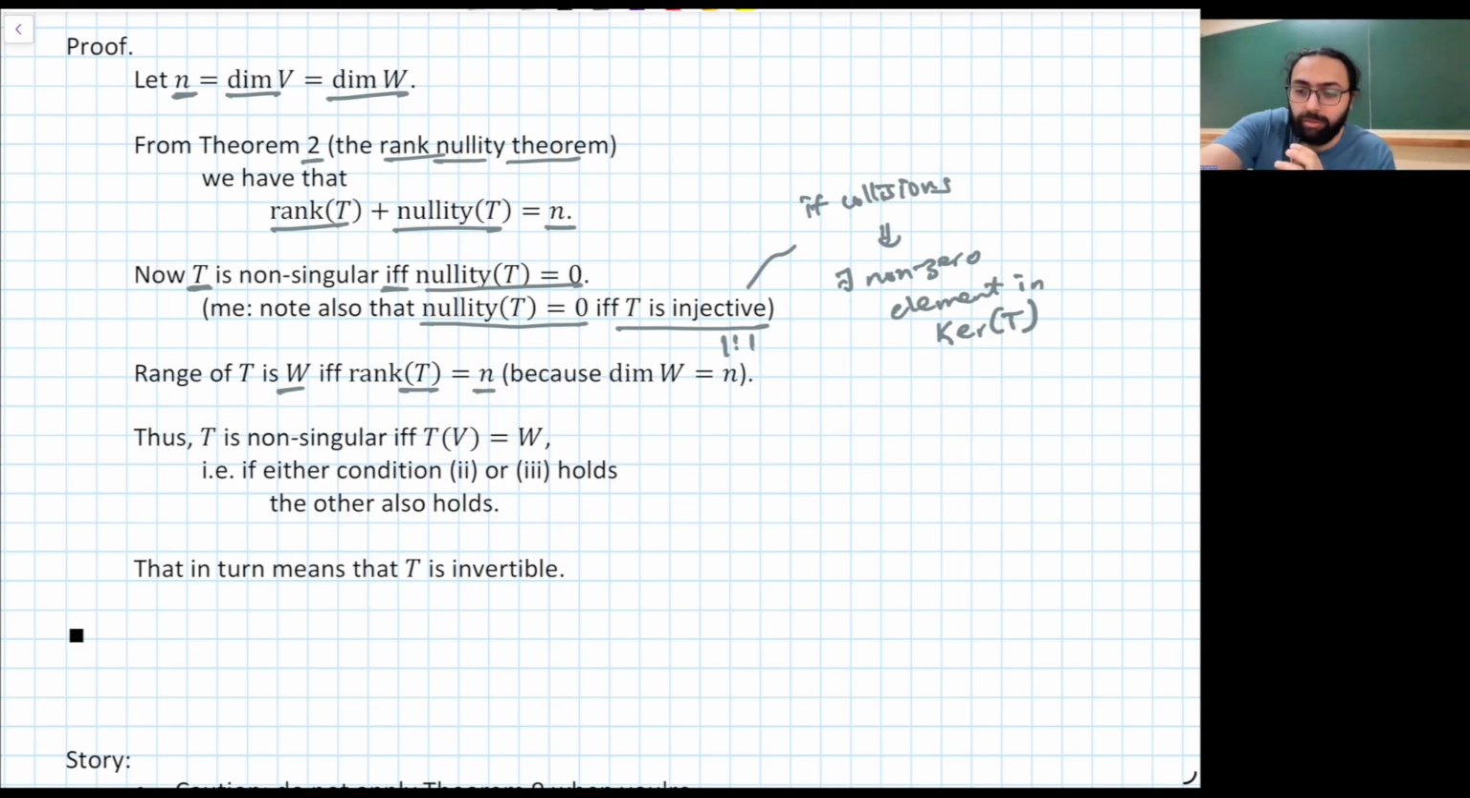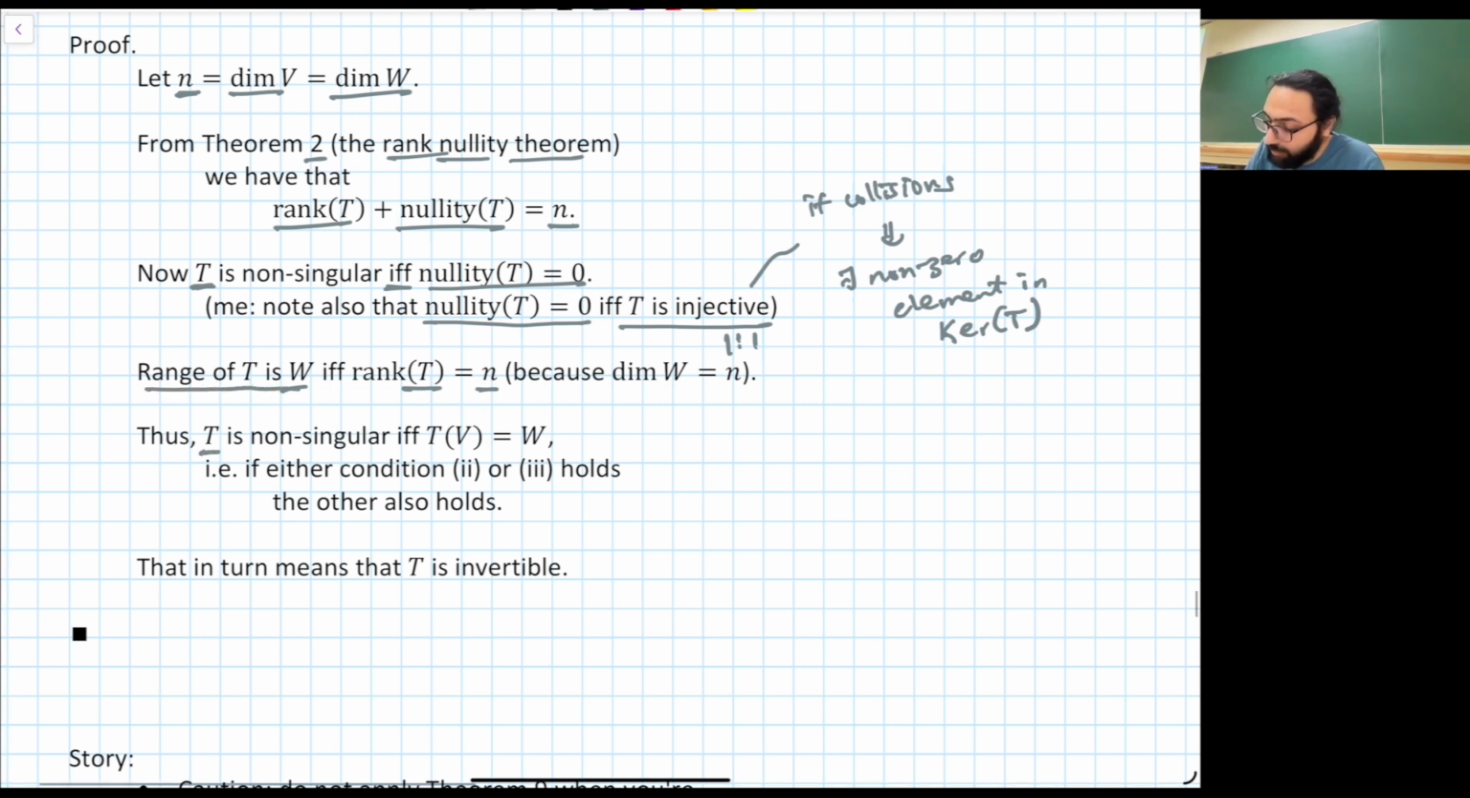All right. So now, since T is non-singular, this part is fine. If the range of T is W, then it's equivalent to saying that the rank of T is N. This is fine, both directions are okay.